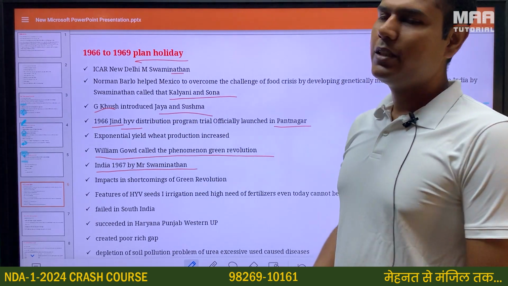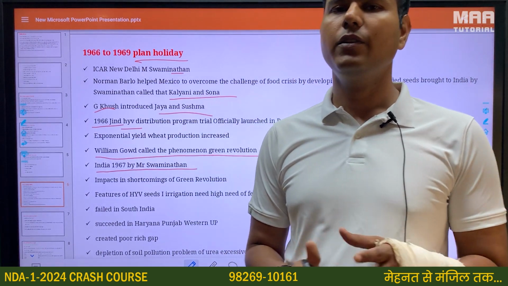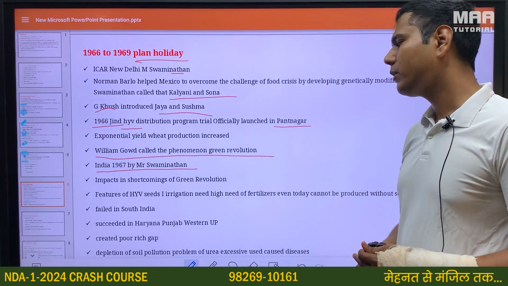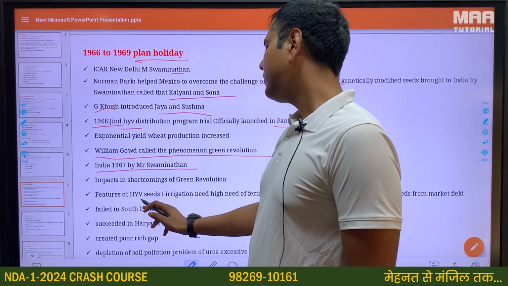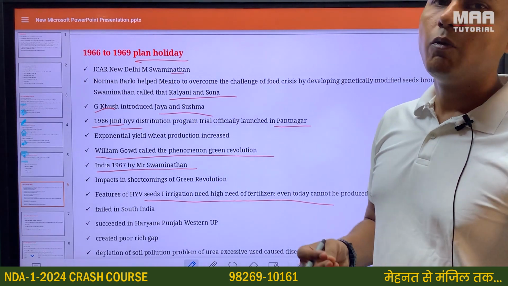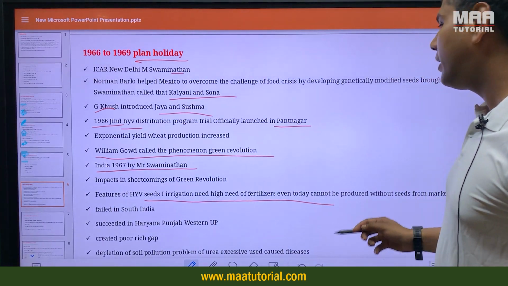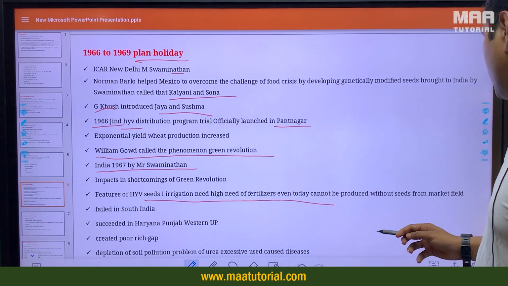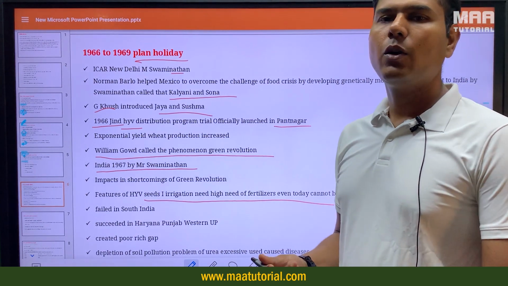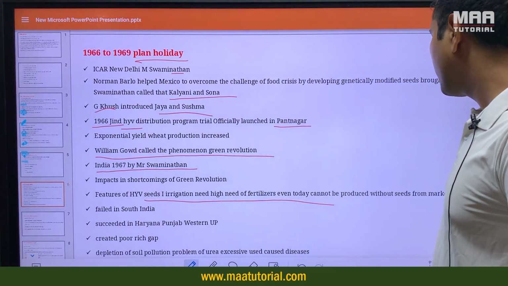Now there were certain shortcomings also of these HYV seeds or this green revolution. What were they? See, HYV seeds had this problem of requiring a very high amount of irrigation water. They required a lot of water. Again, they also required a lot of fertilizers, a lot of manure. So all these things were required in abundance. Okay.